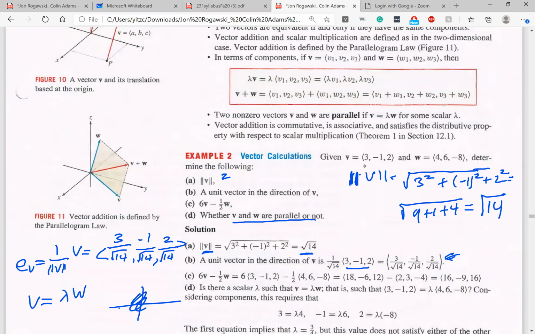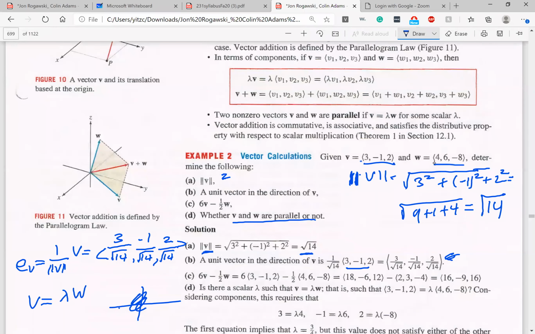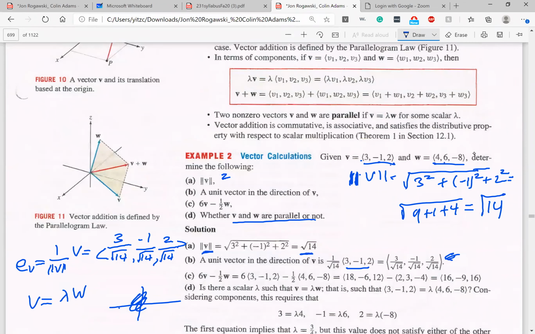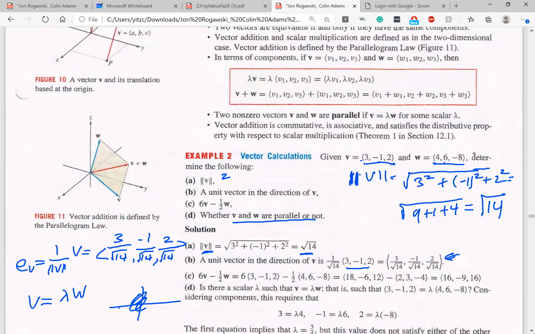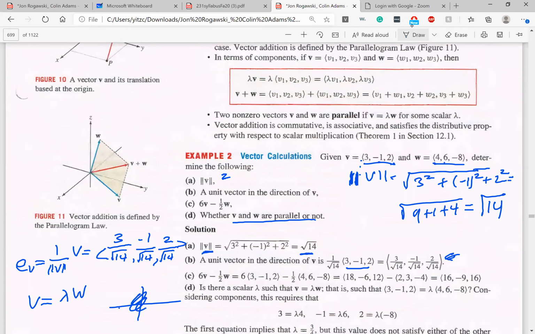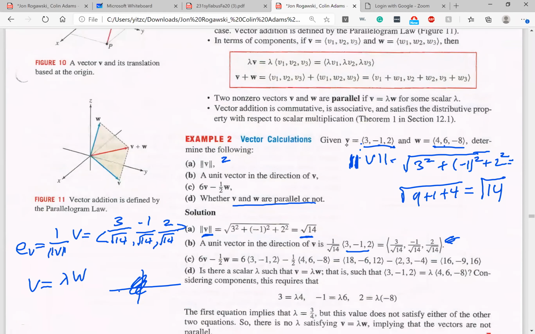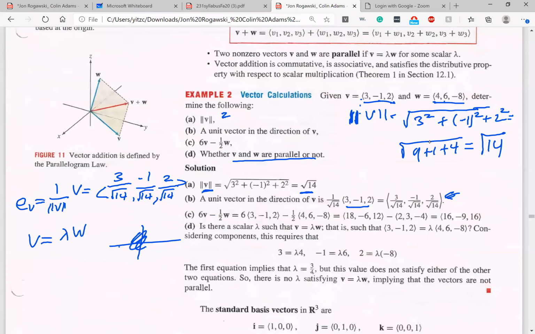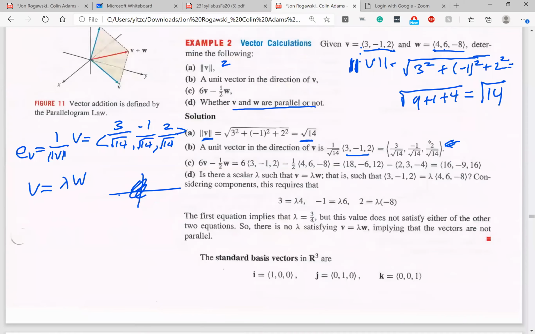So does that make sense over here? Well, it doesn't really look like that. 3 going to 4 and then -1 to 6 and 2 going to -8 definitely won't be a number that if you multiply V by, you're going to get W. So they are not parallel.